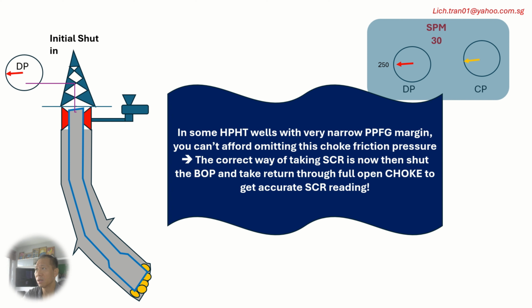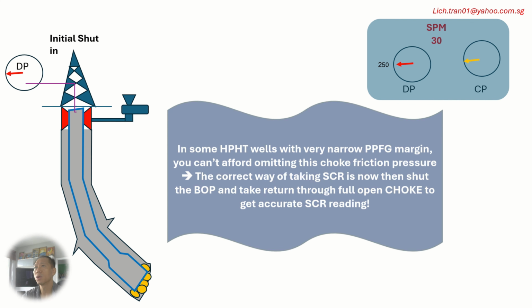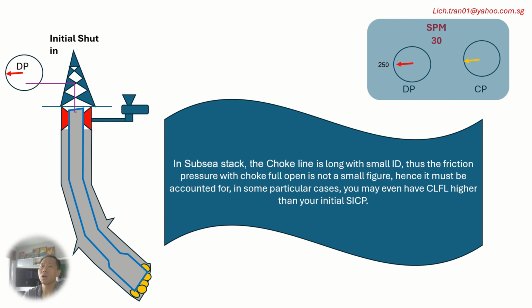Therefore, the correct way to take it is to shut the well in with the BOP, fully open the choke, take the return back through the choke, and read the drill pipe pressure gauge at the choke control panel. That's the accurate SCR you use. And for the guys with a subsea BOP, with the long choke line and small ID of the choke, the friction back pressure is considerable. That's why we measure choke line friction loss. In some cases, you may even end up with the choke line friction loss higher than your initial shut-in casing pressure. How are you going to deal with it? You're going to reduce your kill rate.